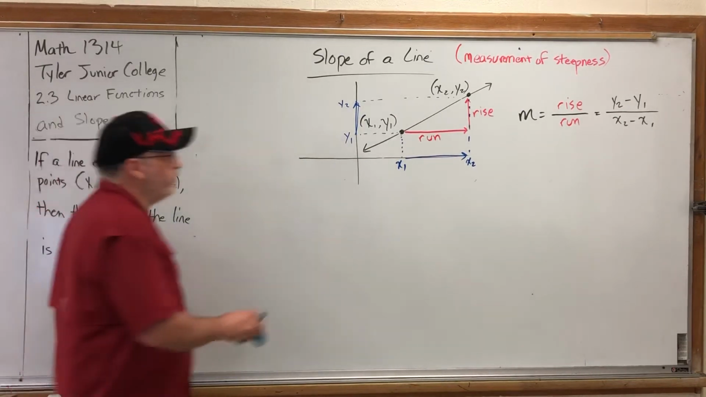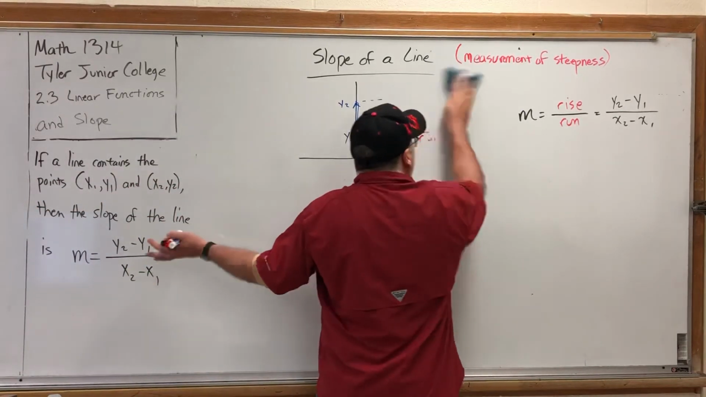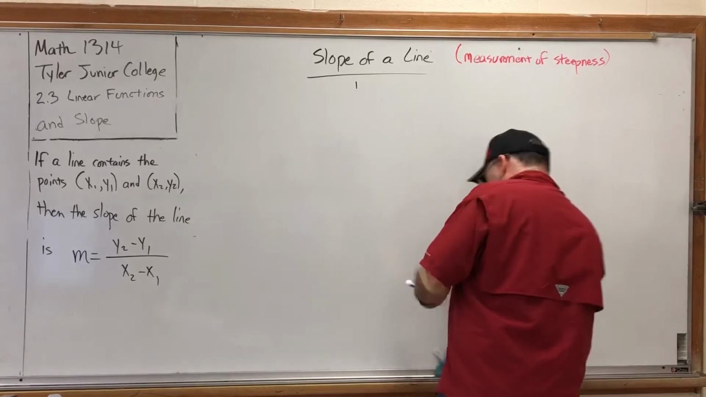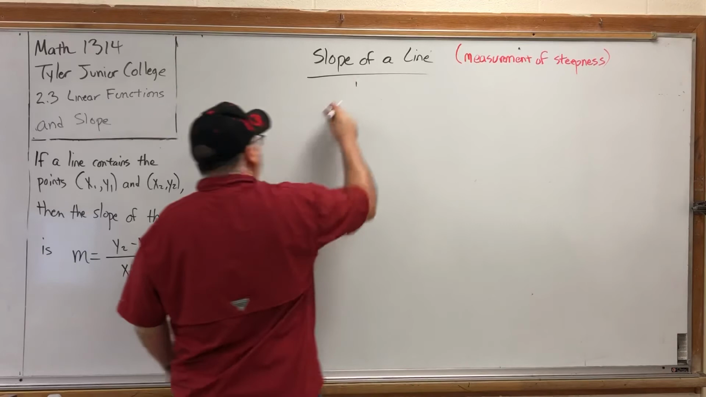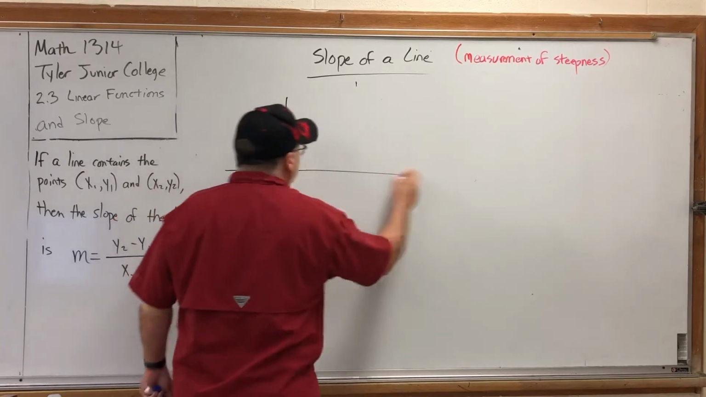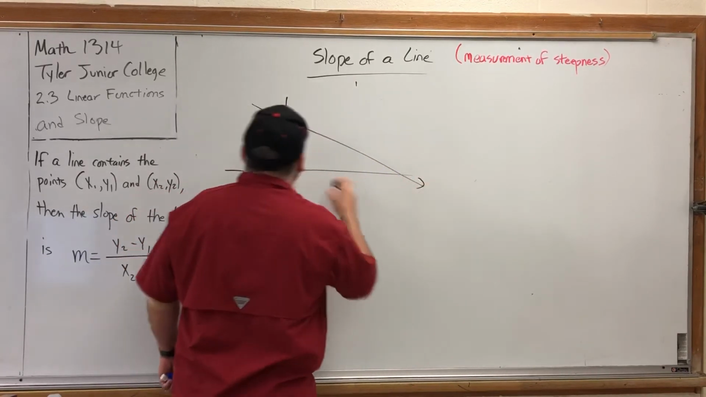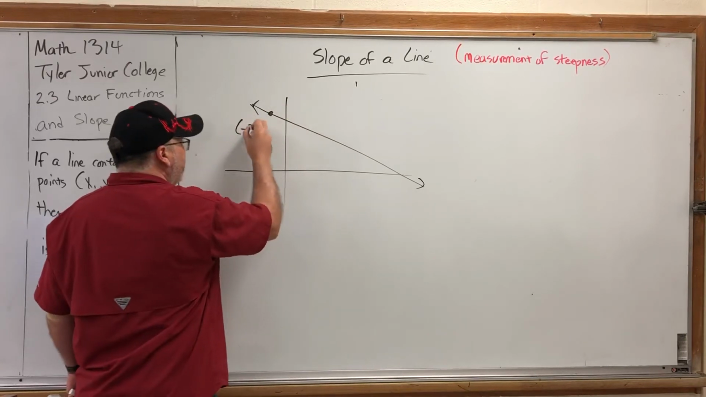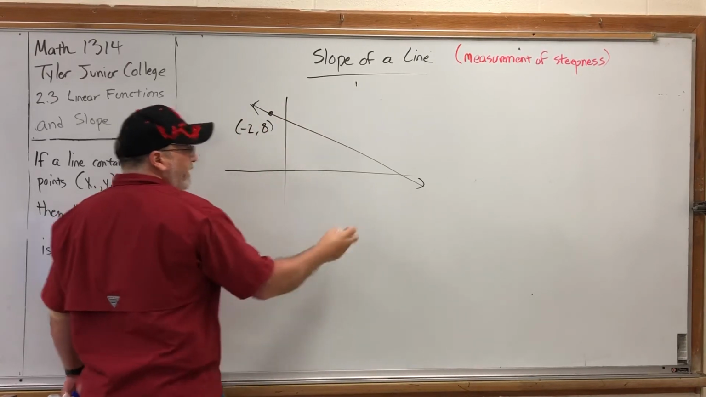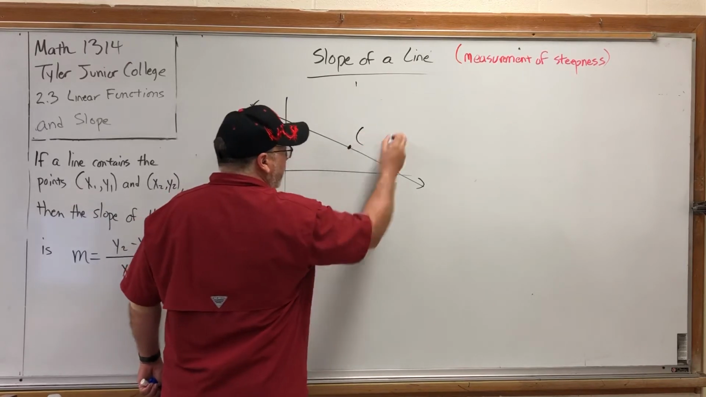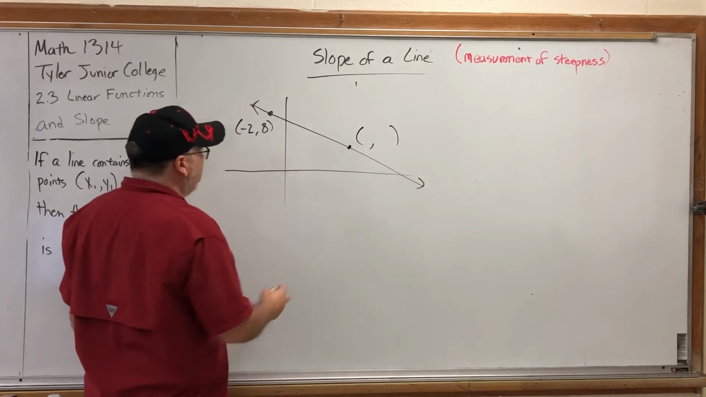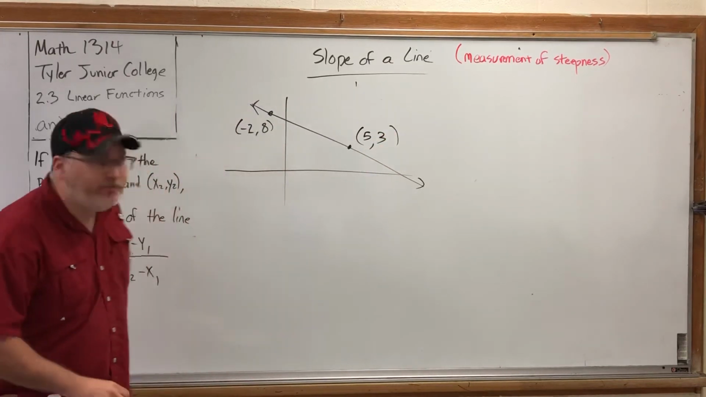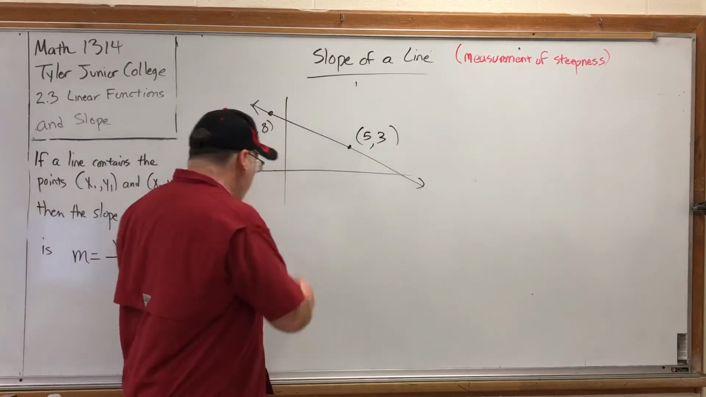Give me something to erase with. The formula's over there on the left, so I don't need it over here on the right. Let's say I ask you, I want you to find the slope of this line. Let's say this point over here in quadrant 2 is negative 2, 8. And let's pick this point right here, and let's say that that's about 5, 3. Just making up some numbers here. And we wanted to find the slope.